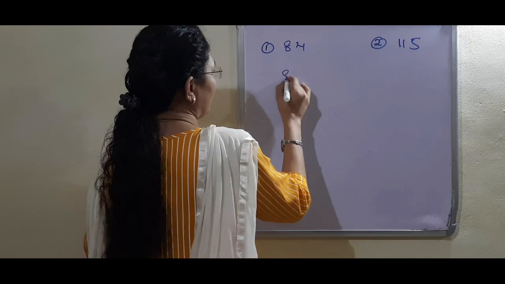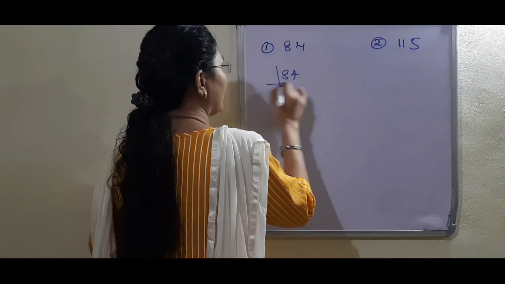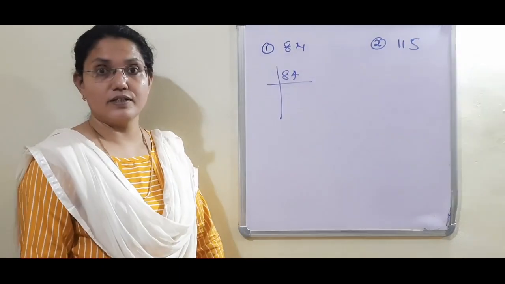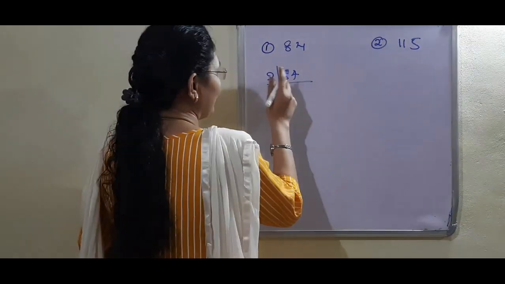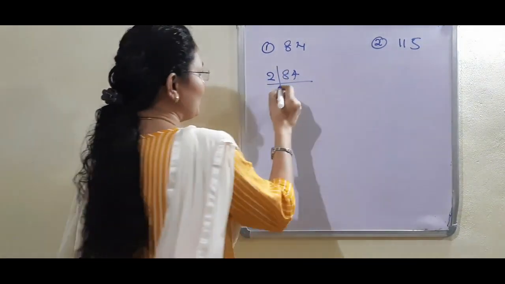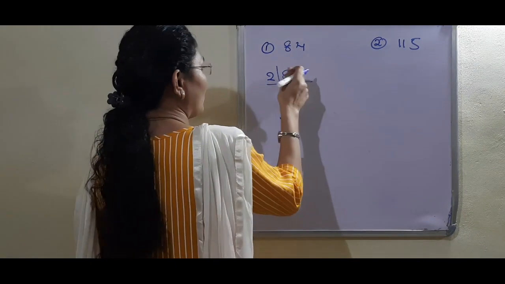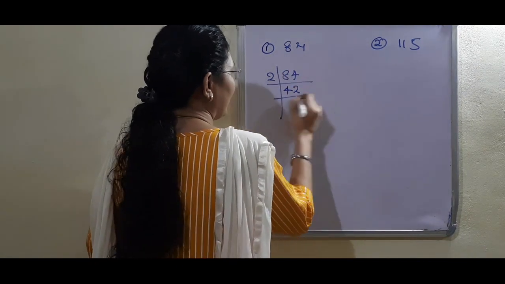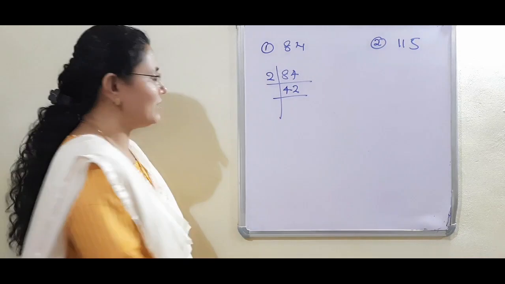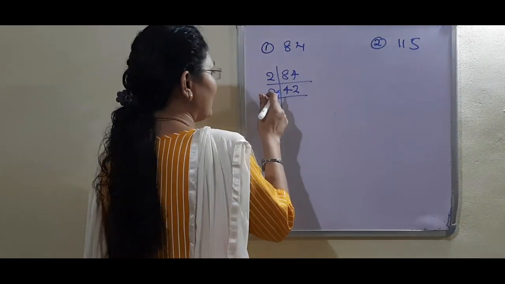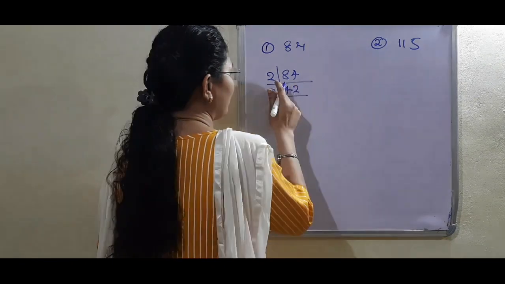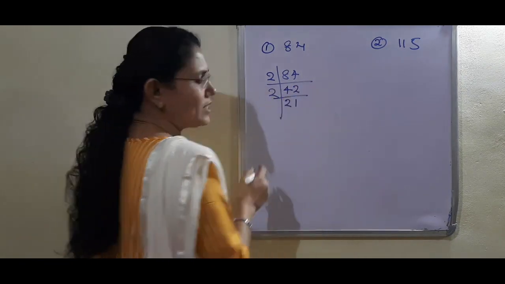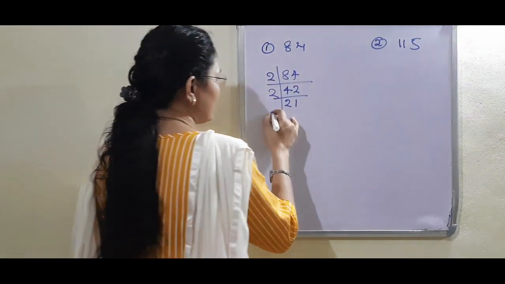Okay, first question, 84. 84 is an even number, so you can divide it by 2. 84 divided by 2 is 42. 42 divided by 2 is 21. There is no balance. Next, 21.